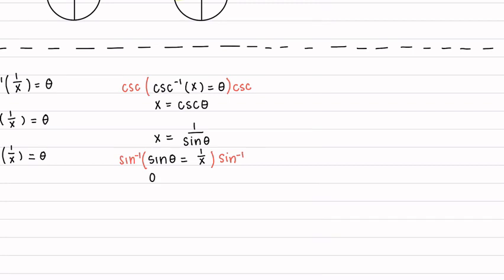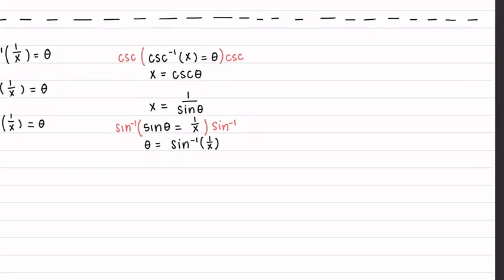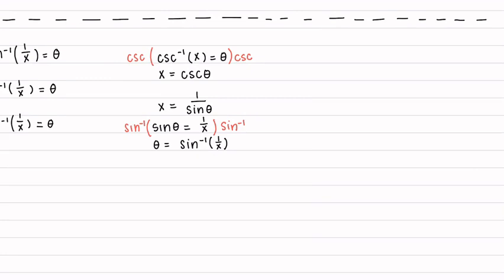And I get theta is equal to the inverse sine of 1 over x. And so that's what I proved, that the inverse cosecant of x equals theta is the same thing as inverse sine of 1 over x equals theta. All right, so you can kind of make a note from the beginning.